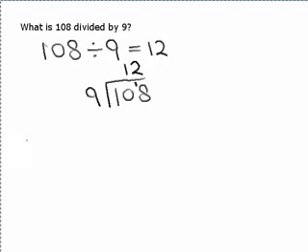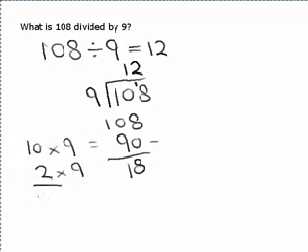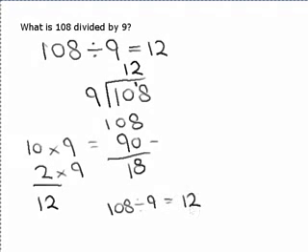Another way to work it out would be to do it the other way around and say, well, let's have a think how many 9s are going to make 108. So let's try 10 9s. 10 times 9 equals 90. So if I take that away from 108, we can see what's left. 108 take away 90 leaves us with 18. And hopefully you know that 18 is 2 times 9. So if we add up how many 9s we've got all together, that's 12. So that's another way of working out that 108 divided by 9 equals 12.